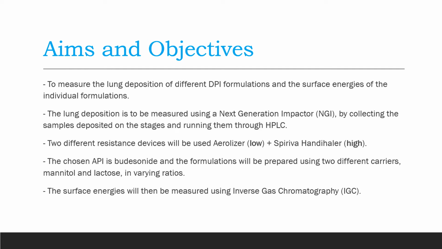The aim of the study was to measure the lung deposition of different DPI formulations and the surface energies of the individual formulations. The lung deposition was to be measured using a next generation impactor by running the samples through HPLC. Two different devices were chosen for the inhalers. These were the Aerolizer with the low resistance and the Spiriva hand inhaler which has a high resistance. The chosen API was Budesonide, and the formulations were prepared using two different carriers, these being Mannitol and Lactose, in different ratios. The surface energies were then measured using inverse gas chromatography and calculated using the method proposed by Mohammed described in the previous slide.